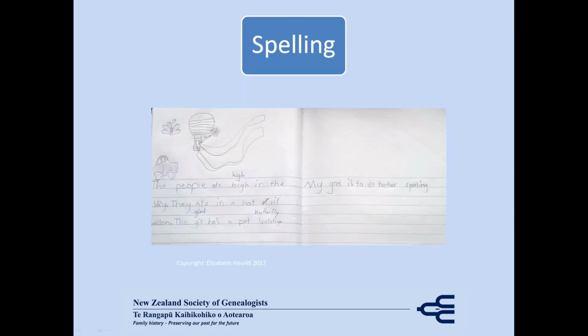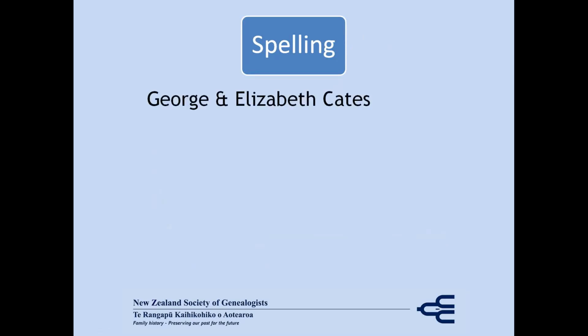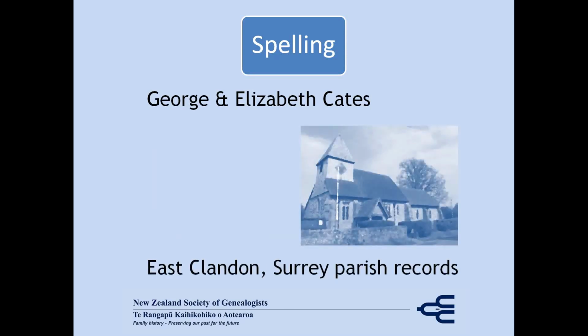Now, we've all grown up knowing that there's the right way, the wrong way, and the American way of spelling things. Consistency of spelling is a modern phenomenon, and therefore the further back you go, the less consistent people are likely to be in their spelling. So I was looking for the family of George and Elizabeth Cates in the parish of East Clarendon in Surrey. In the index, I managed to find 3 of their children. Turns out there are actually 8. Why couldn't I find the other 5? Well, because of the way their names were spelt.